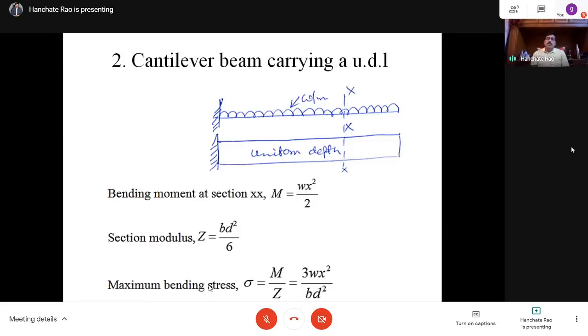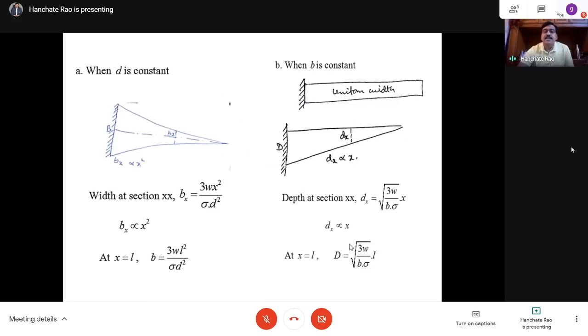So from this now, you have two options. Keep the depth constant and vary the width, or keep the width constant and vary the depth. So two cases I have presented here.